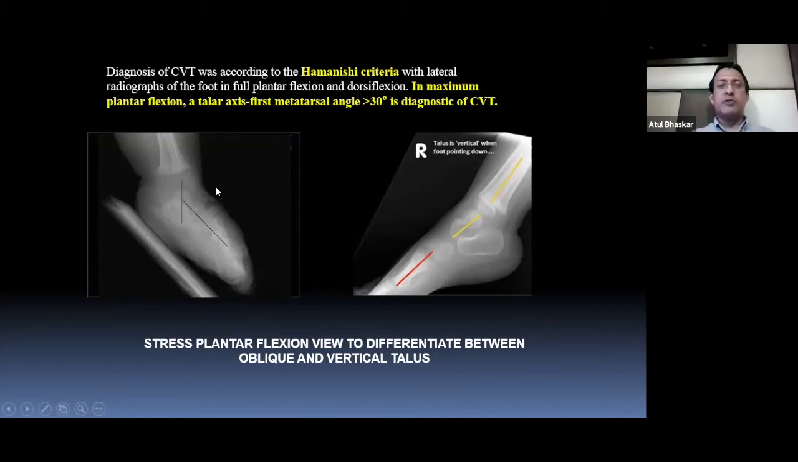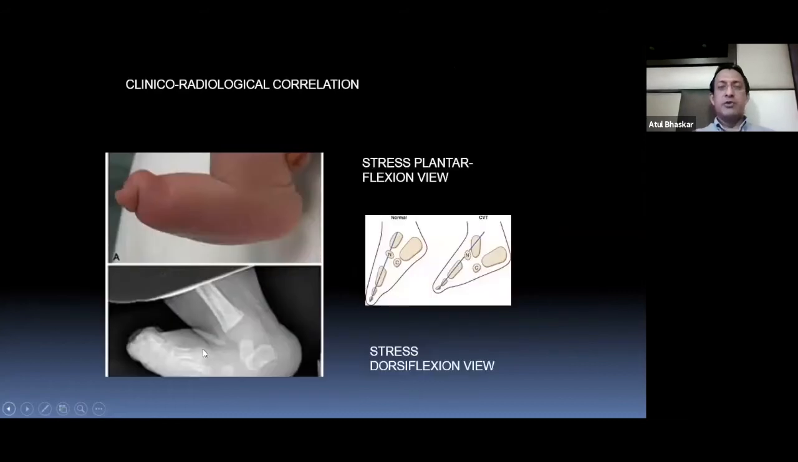And you can also do a dorsiflexion view where you will find restriction of the hindfoot movement. So this is what you should correlate with. So you must have some correlation. If you can get these lines parallel, you draw these lines and you know that this is an oblique talus.